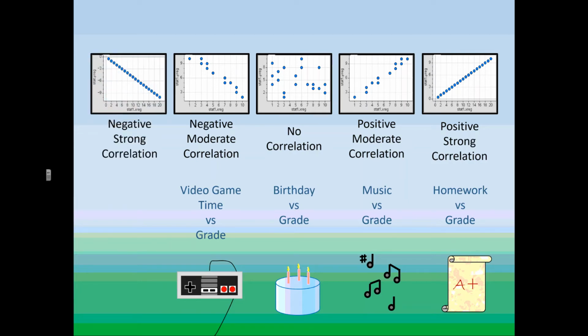And then we have a negative strong correlation. This one is very clear and very obvious, like skipping class versus your grade.